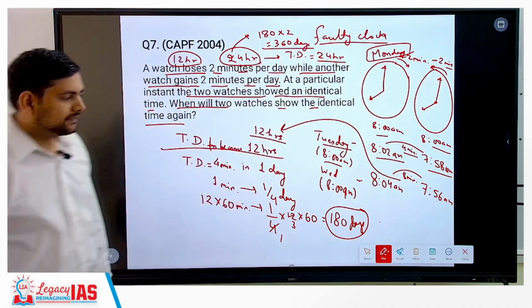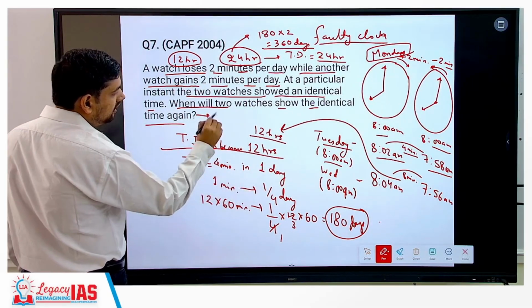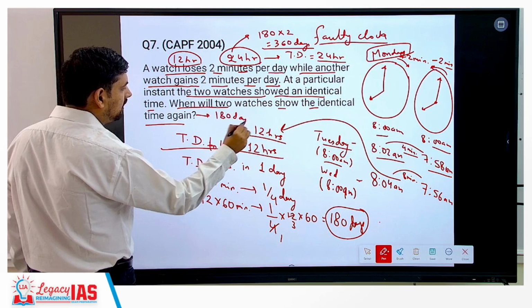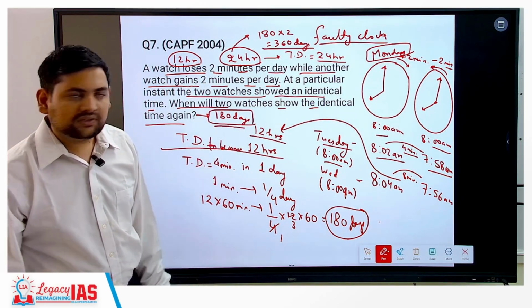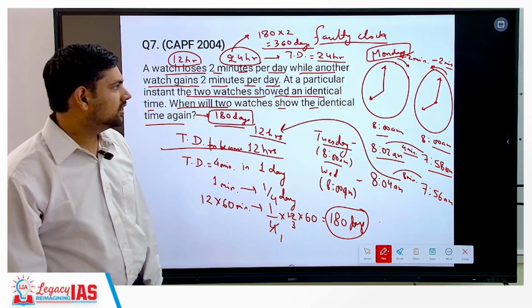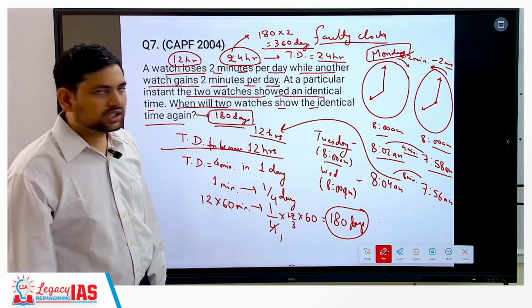That's it. So answer of this question, considering it 12 hours, is 180 days. This is it. This is all the types of faulty clocks question that you can get. That's it. You can find a PYQ similar to this that you can attempt at your home.